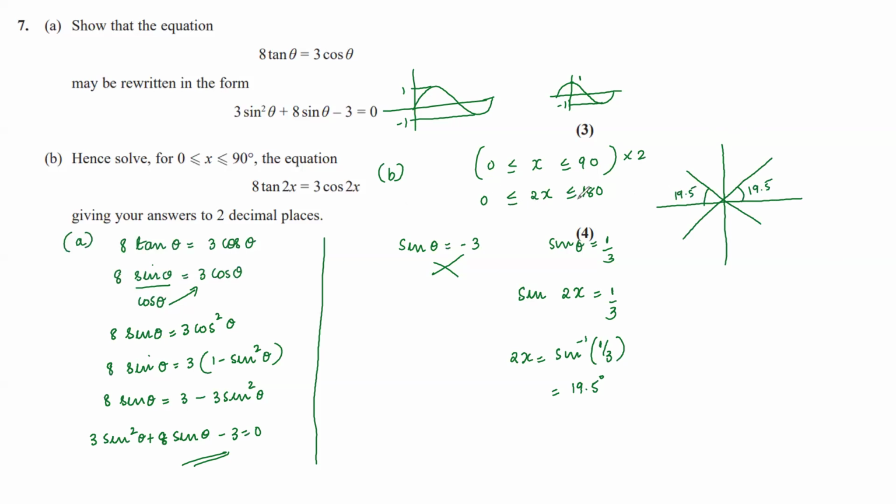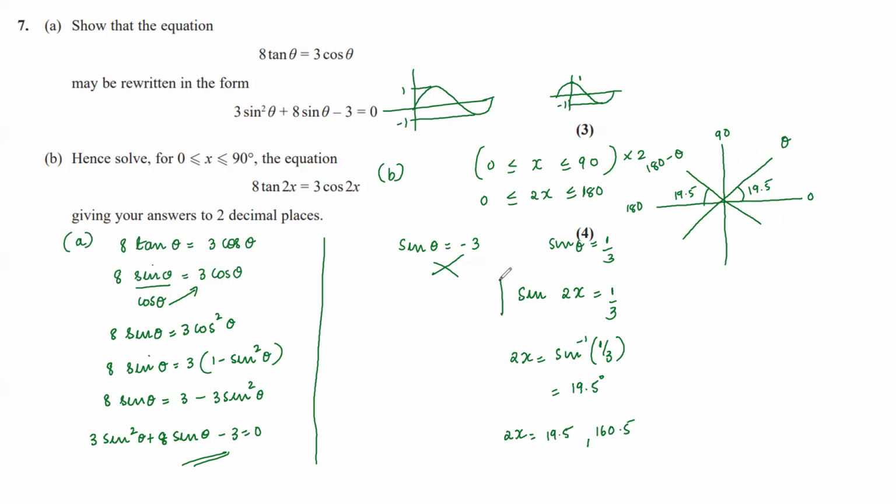Since it's between 0 and 180 degrees, we need only the first and the second quadrant. In the first quadrant, the angle will be theta itself, so 2x will be equal to 19.5. And sine is positive in the second quadrant also, so we can consider the second quadrant. In the second quadrant, the angle representation is 180 minus theta. So 180 minus theta will give us 160.5. 160.5 will be the second answer.